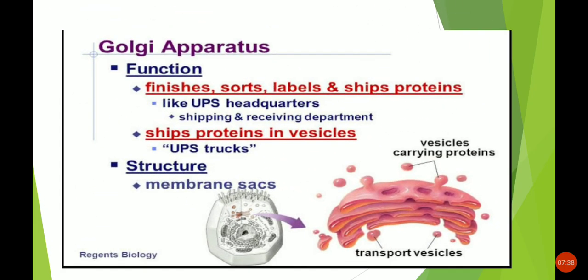Next, these are Golgi apparatus, also called Golgi complex. The structure of the Golgi apparatus is like membrane sacs. Sac means bag-like structure. See here, these are membrane sacs, one by one, step by step. And what is the function of this?